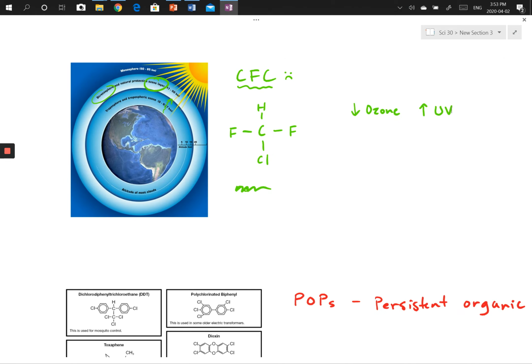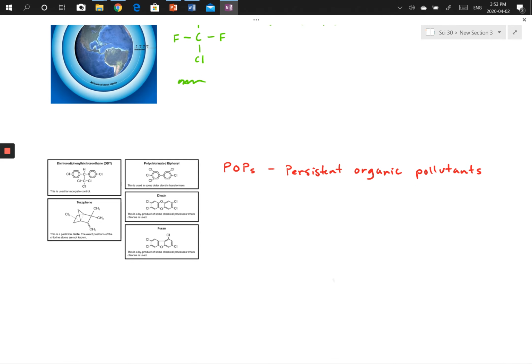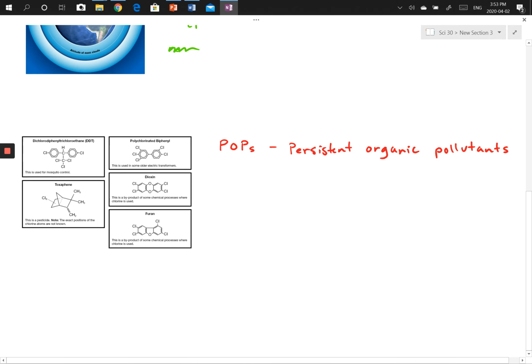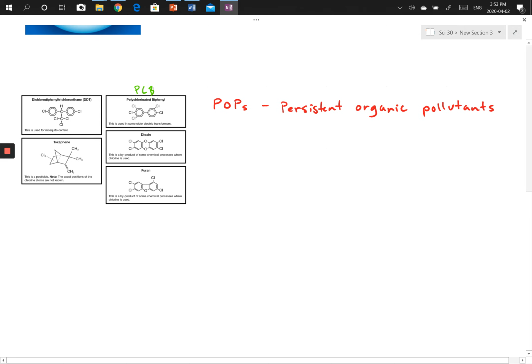Now, there are some other halogenated hydrocarbons you may have heard of. We have ones that are called PCBs. Maybe that's one you've heard of. These can also cause problems in ecosystems. And then POPs, persistent organic pollutants. They're organic molecules that are pollutants, and they're persistent. What that means is they don't break down in nature.